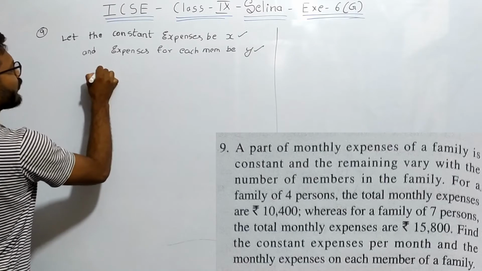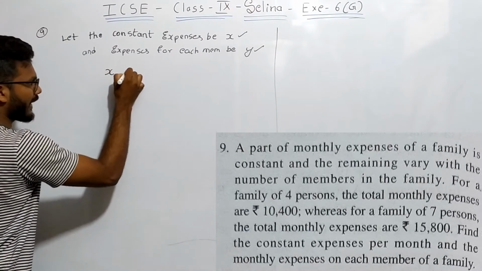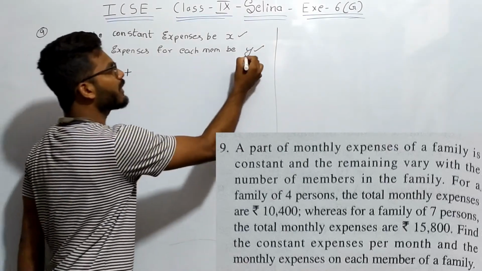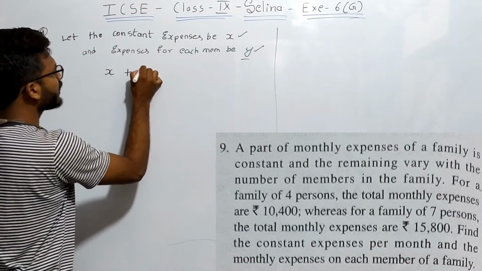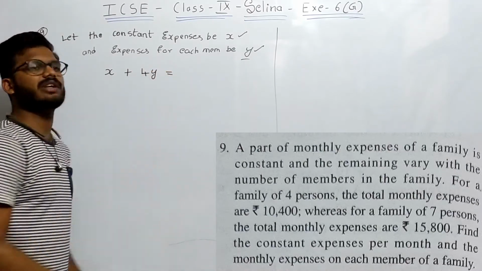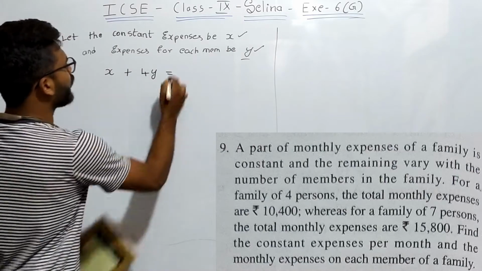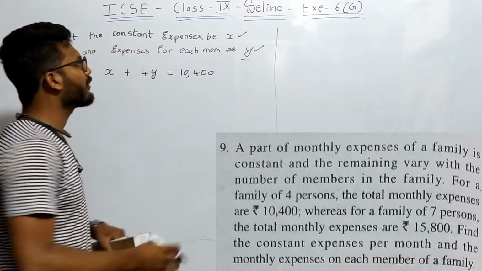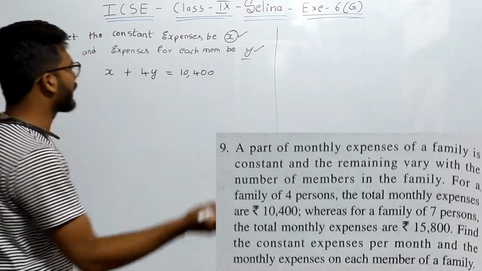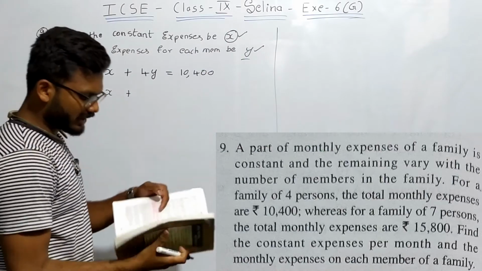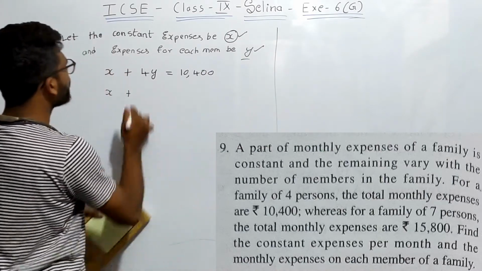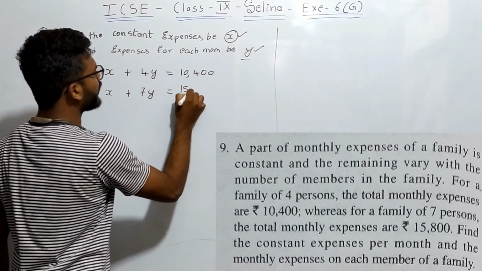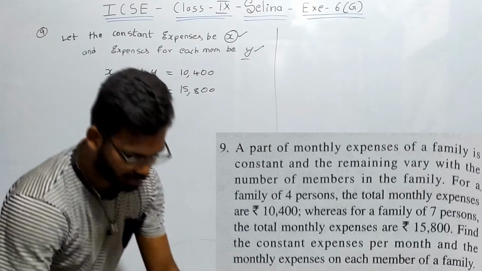From this, what we have to do is add the constant expenses plus the expenses for 4 members. For each member it is y rupees. So for 4 members, 4 into y, and this is equal to what they gave, 10,400. In the same way, for a 7-member family, the constant expense is the same, so x plus 7 into y is equal to 15,800.